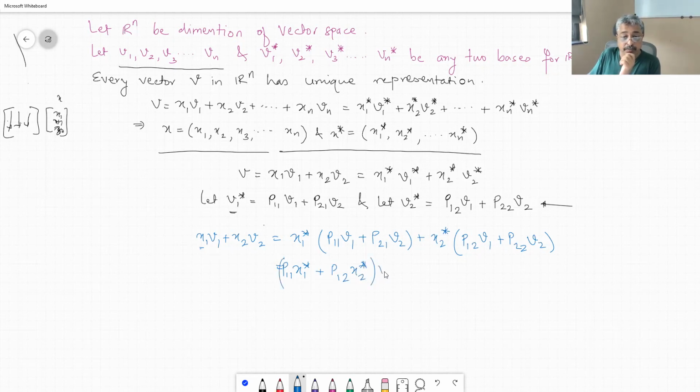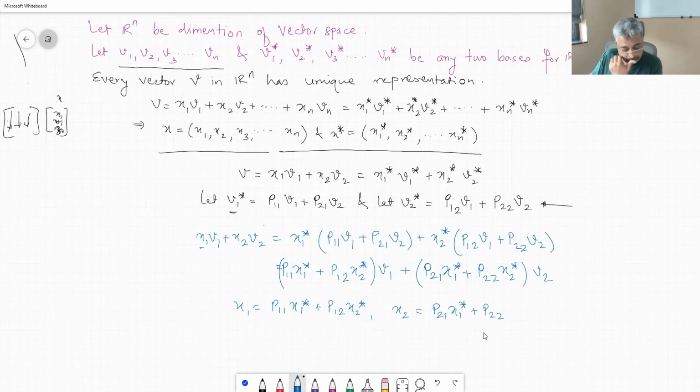times v1, plus p21 x1 star plus p22 x2 star times v2. Okay, and therefore x1 is equal to p11 x1 star plus p12 x2 star, and x2 is equal to p21 x1 star plus p22 x2 star, because we compared the coefficients of v1 and v2.